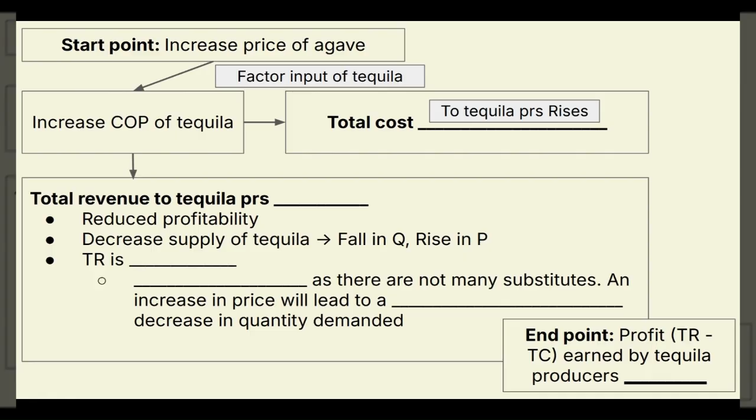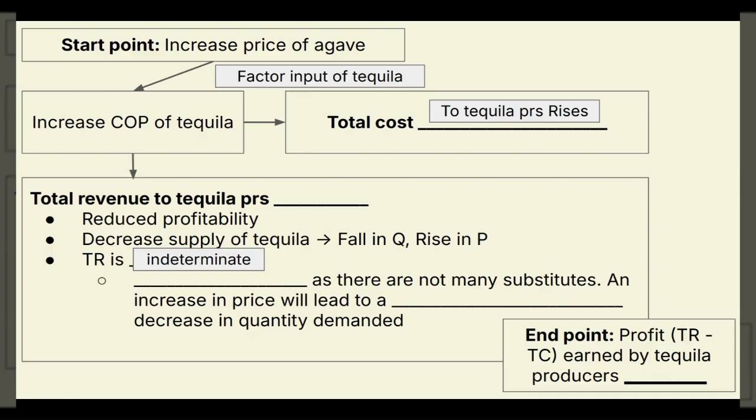When there is an increase in factor input prices, there is a decrease in profitability of tequila. So the tequila producers have less incentive to produce tequila, and this causes a decrease in the supply of tequila. So there's a fall in quantity but a rise in price. So overall, total revenue is indeterminate.